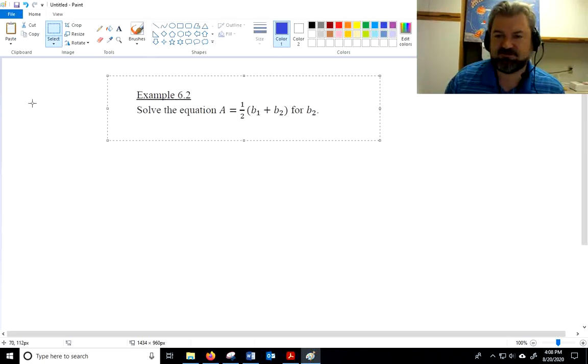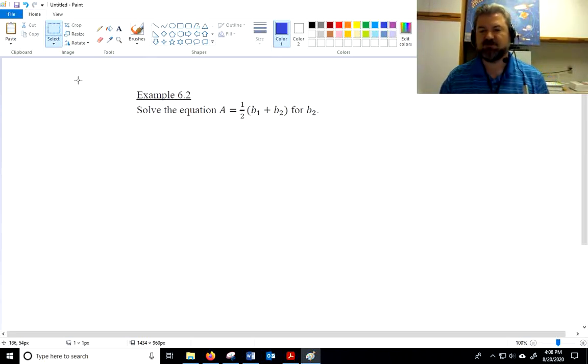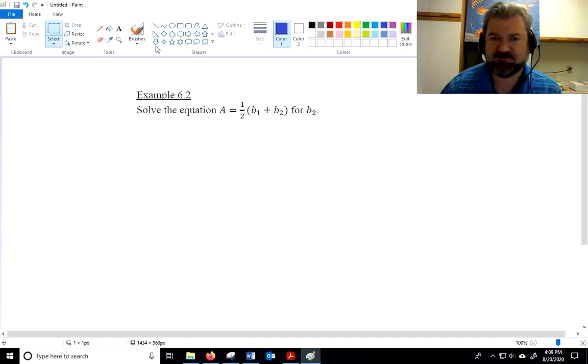All right, this formula is, well, it's almost the formula for area of a trapezoid. It is missing one little letter. It's missing the h, but I think this one will just be plenty difficult enough to isolate. And so maybe it's some weird trapezoid that doesn't have a height. I don't know. But let's take a look at solving this for b sub 2.